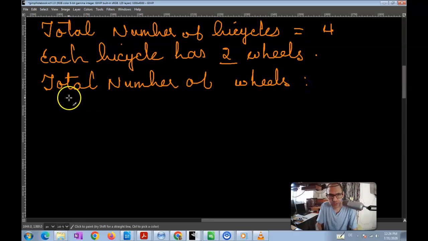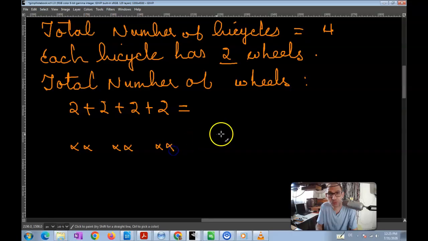would be 2 wheels for the first bicycle, plus another 2 wheels for the second bicycle, plus another 2 wheels for the third bicycle, plus another 2 wheels for the fourth bicycle. And we know addition, so you know how to do this addition. For the first 2 you have 2 pebbles, for the second 2 you have 2 pebbles, for the third 2 you have 2 pebbles, for the fourth 2 you have 2 pebbles.